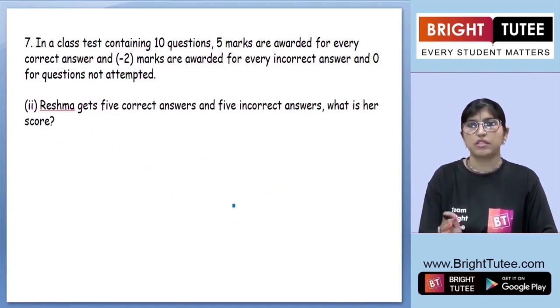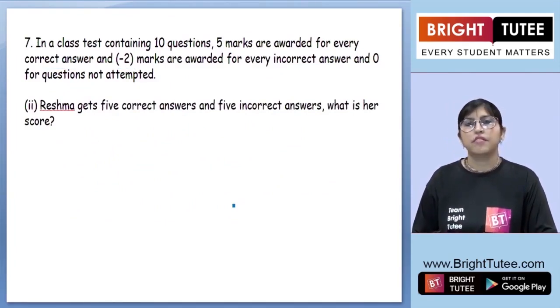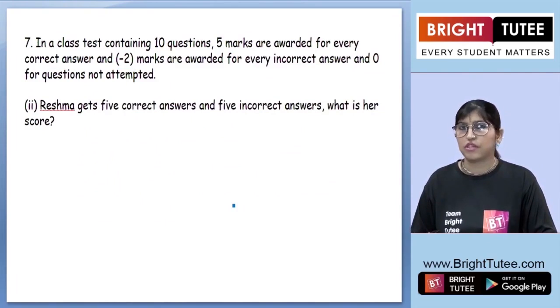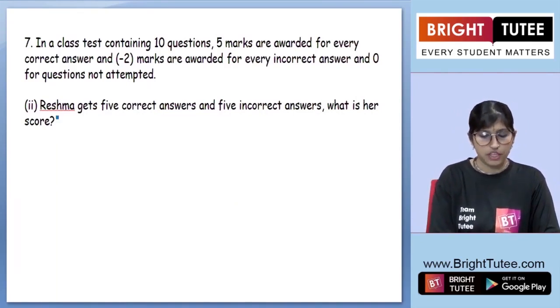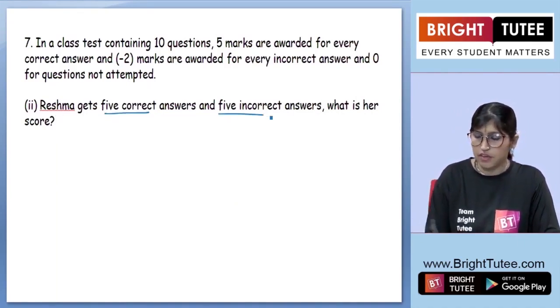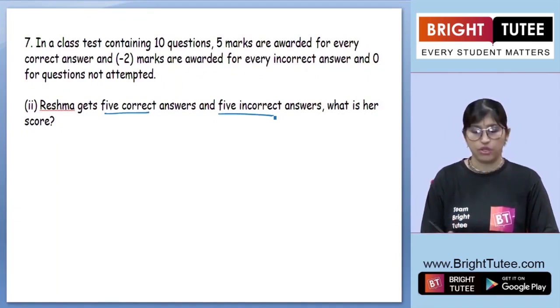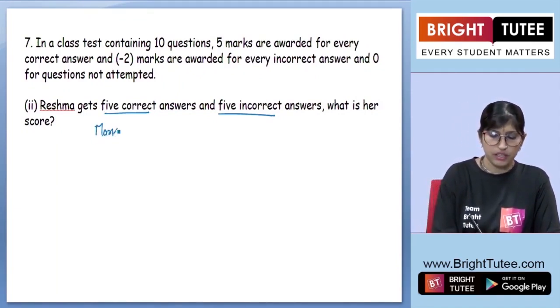Now we have the same question. 10 questions are in total. 5 marks are for the correct answer and -2 are for incorrect answers. So over here, the second part says that Reshma gets 5 correct answers and 5 incorrect. Now tell her total score. So we can start to write it. Marks for 5 correct answers.